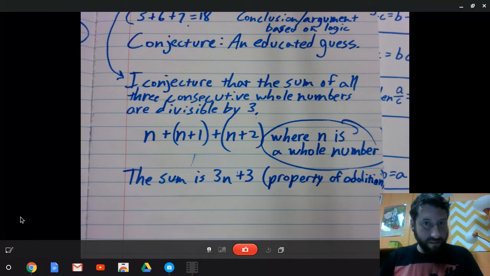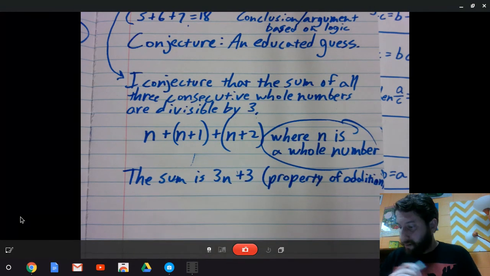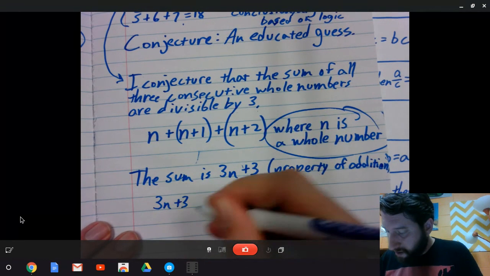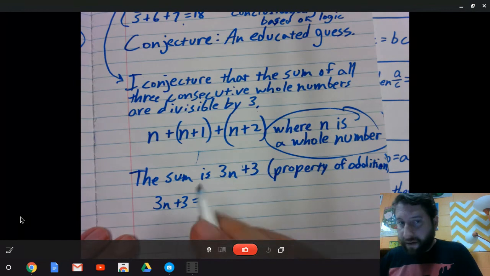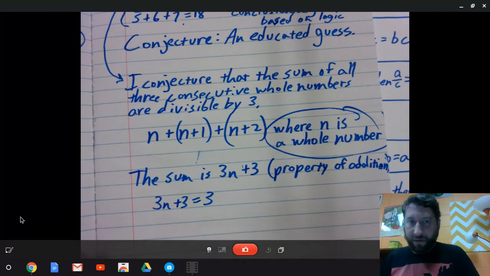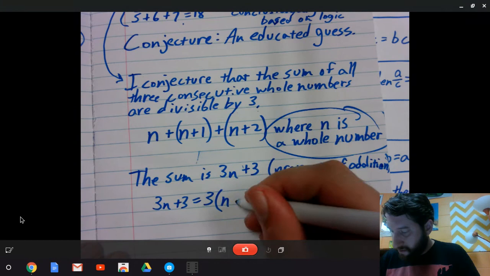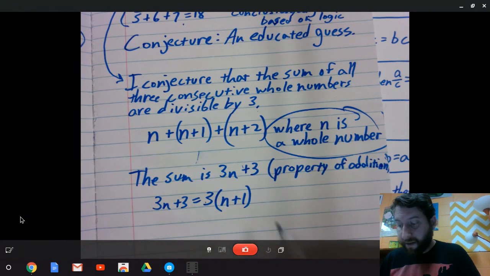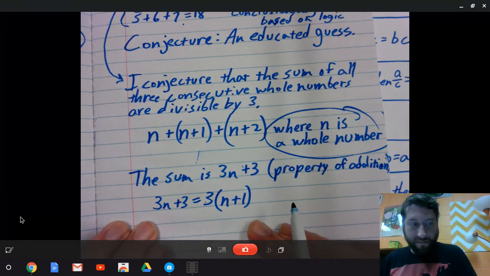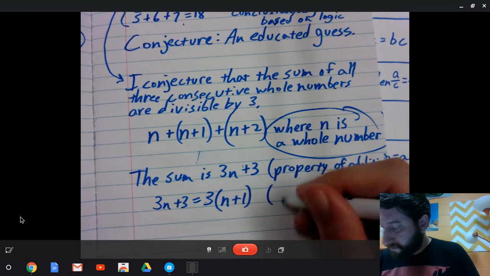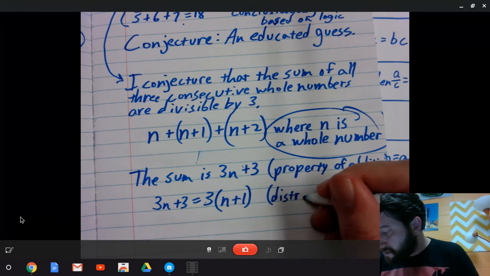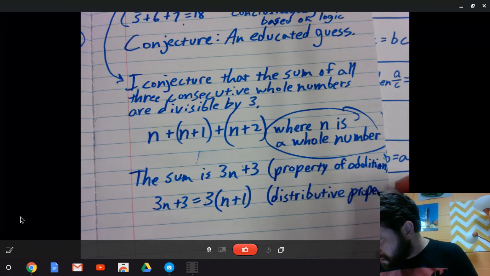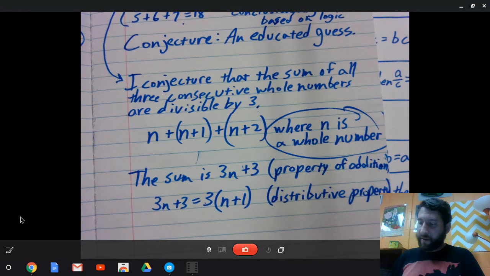All right, now, so I got 3n plus 3. This is actually looking pretty good. 3n plus 3. I can factor out a 3. You guys have had algebra. You should know this. So I can factor out a 3. And I can verify it. 3 times n is going to be 3n. That's my first term. 3 times 1 is going to be 3. That's my second term. All right, this all checks out. I'm going to say distributive property. Okay, so that's distributive property.